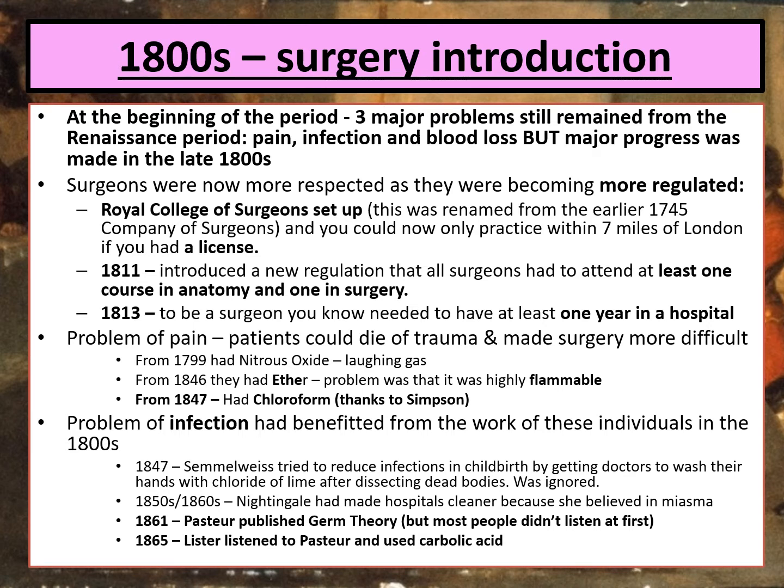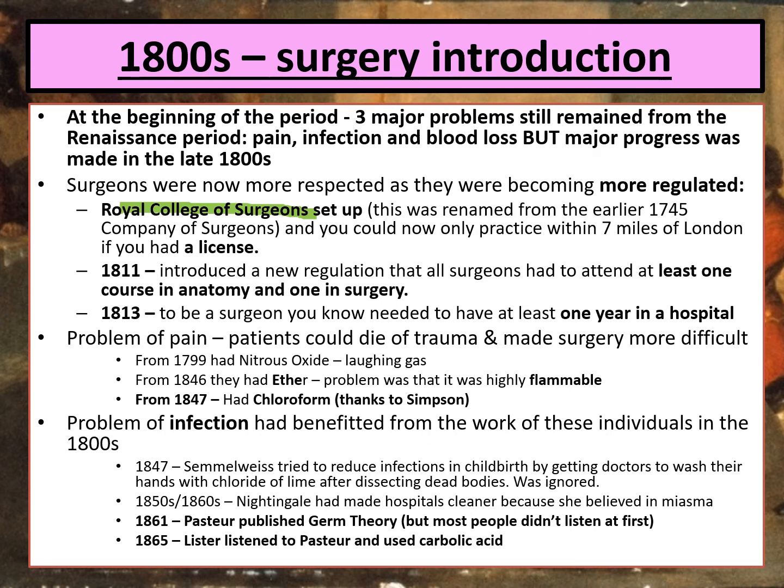Now, generally in the 1800s, surgeons became more respected, and that is thanks to some of the earlier foundations of work laid by people like John Ardern and even Henry VIII. And obviously, we've talked about the 1745 Company of Surgeons, which they then renamed the Royal College of Surgeons in 1800. They wanted to try and regulate surgeons more to make sure that only people who were well trained could practice surgery, to try and improve the death rates and things like that.